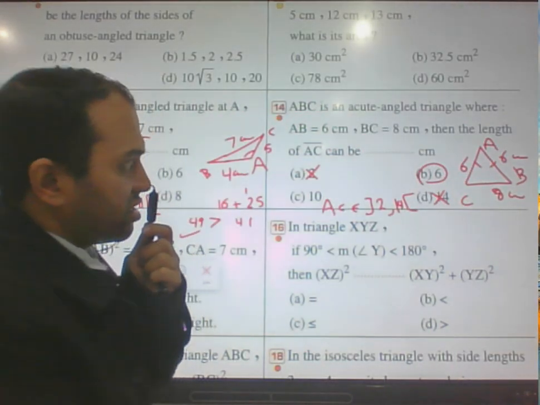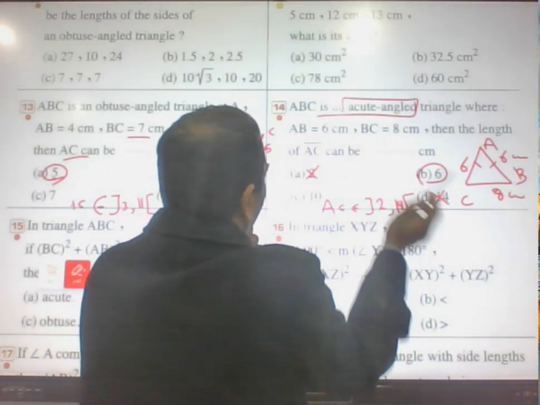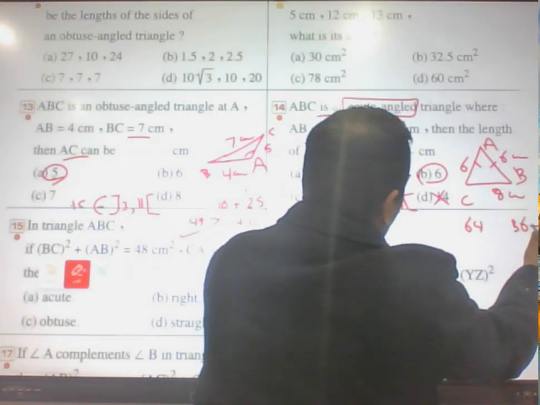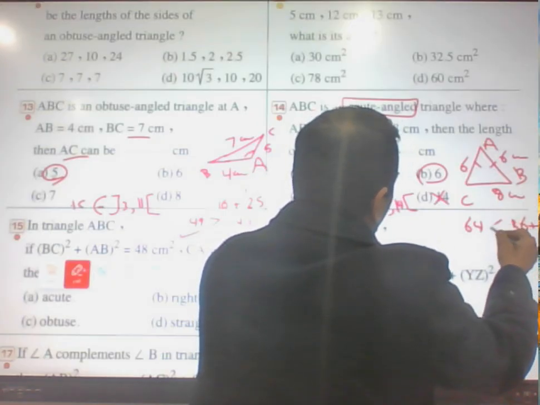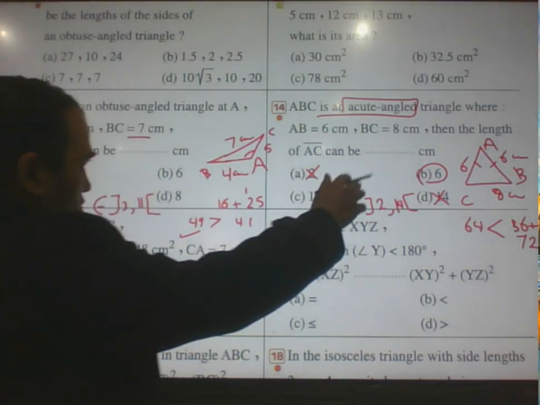Okay, because 8 power 2, he gave me an acute angle triangle, not a right angle triangle. Then 8 power 2 equals 64, and 6 power 2 is 36, and 6 power 2 is 36. Then 36 plus 36 is 72, and 64 will be less than 72. So you must choose letter B.